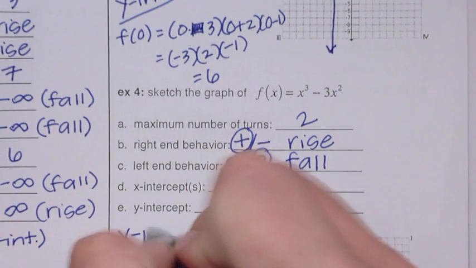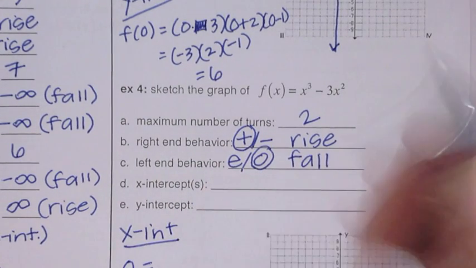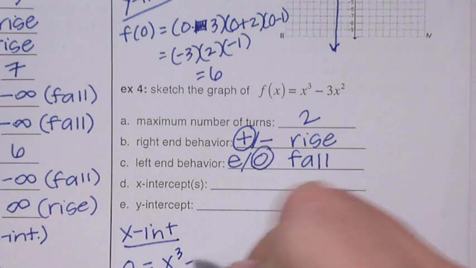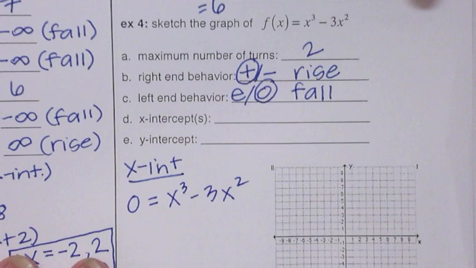So we're plugging along and we're going to find our x-intercepts. So we get 0 equals x cubed minus 3x squared. And then what I'm going to do is factor that using a GCF.